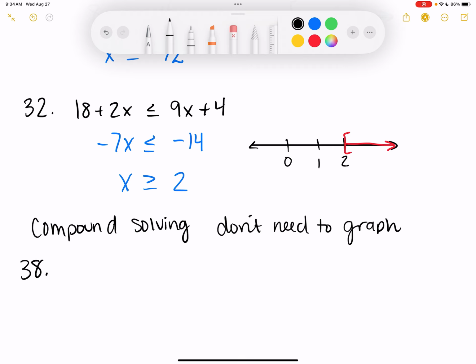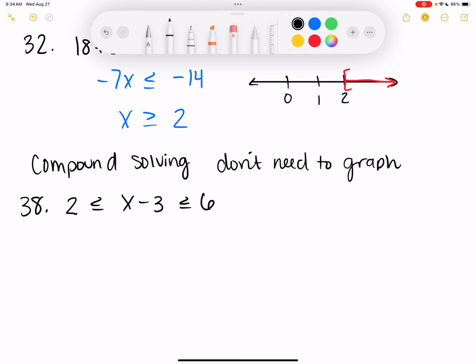38. 2 is less than or equal to x minus 3 is less than or equal to 6. So this is an and one. Remember, I ultimately just want the variable left by itself in the middle. So when I add that 3, I've got to add it to both sides. A lot of people forget to do that. And so we've got 5 is less than or equal to x is less than or equal to 9. If I were to graph that, I'd have a bracket at 5, bracket at 9, and colored in between.